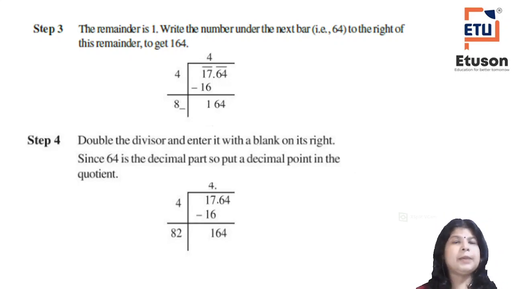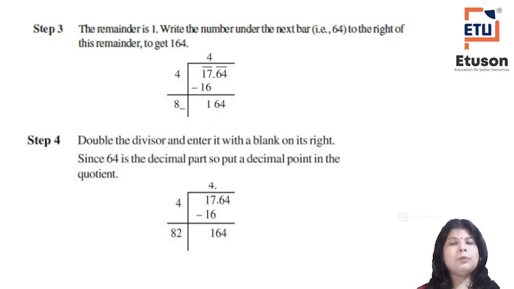Then the fourth step: double the divisor and enter it with a blank on its right. Since 64 is the decimal part, so put a decimal point in the quotient. Okay, because the 64 which you have taken now down is after the decimal point. So now before putting the number which is required in this place, you have to put a decimal point, because 64 you have taken from the number after the decimal point.